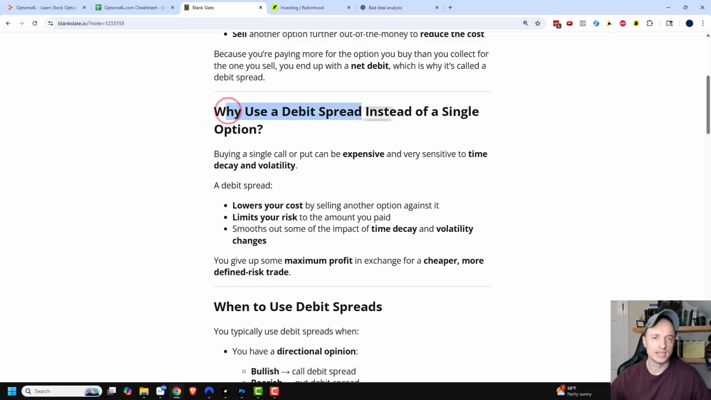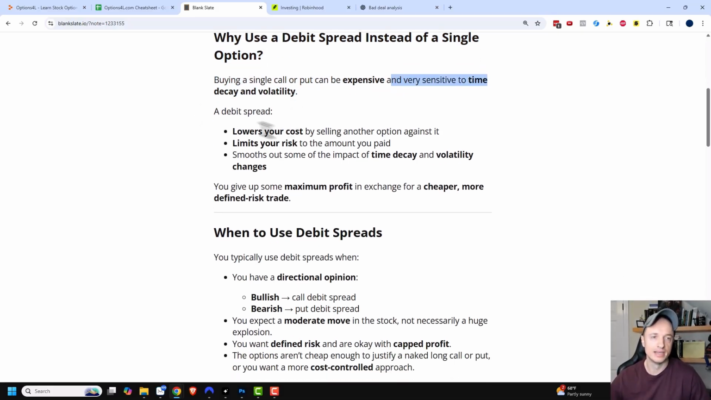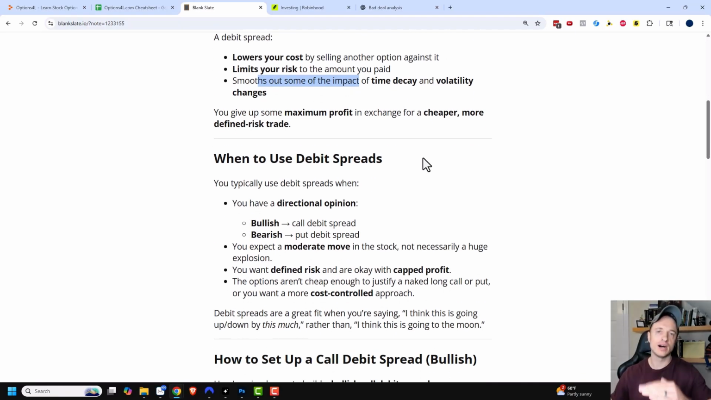Now, why use a debit spread instead of a single option? This is like an alternative to just buying calls or buying puts, because buying calls and buying puts can be pretty expensive. By doing a spread, you can reduce that cost, but you're also limiting your potential profit. Buying a single call or put can be expensive, like I just said, and very sensitive to time decay and volatility. A debit spread lowers your cost by selling another option against it. It limits your risk to the amount you paid and smooths out some of the impact of time decay and volatility changes. That's because you have a long option and you also have a short option. So when one goes up, the other goes down, and kind of smooths things out for you along the way.